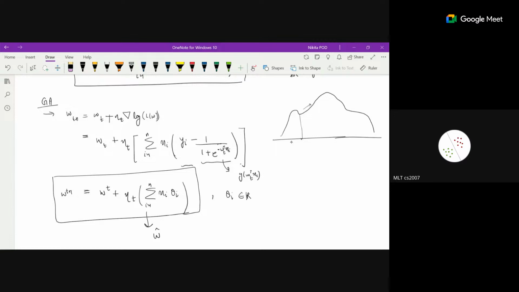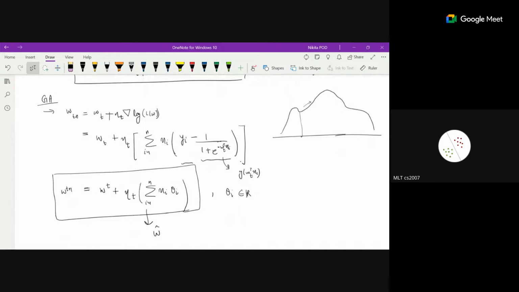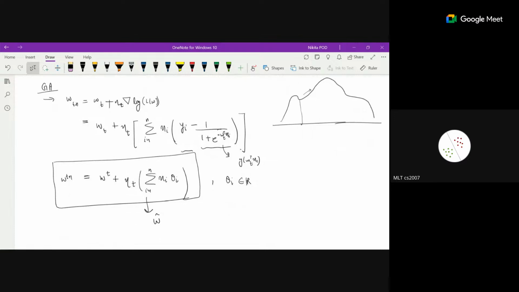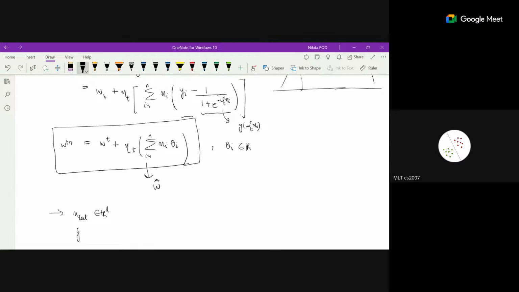So since MLE was not working, we can go ahead with the gradient ascent optimization technique, and from there we can find our W hat. And now if someone gives me some test data point, some X test, which is in R^d, I can predict my Y test, which is sign of W hat transpose X test.